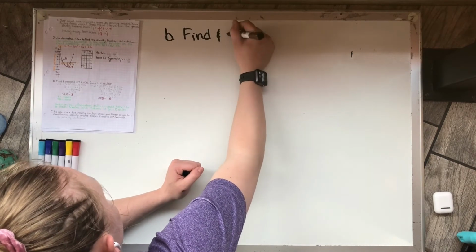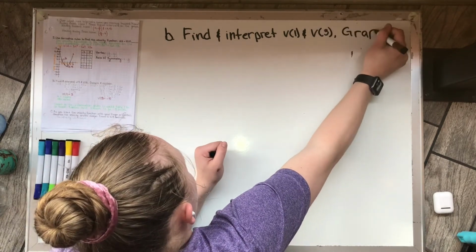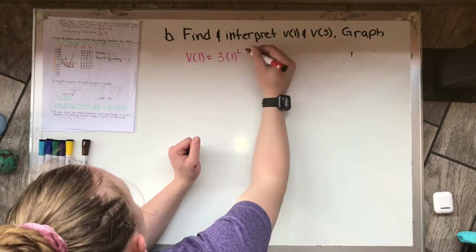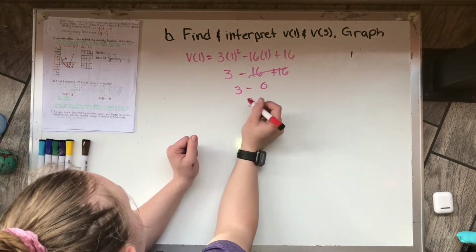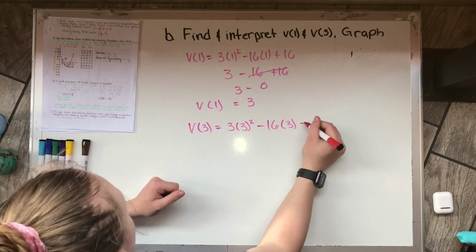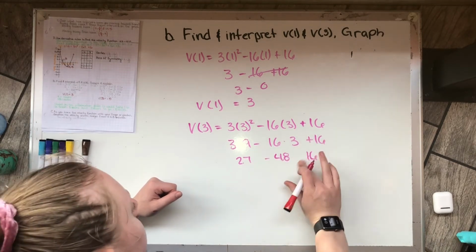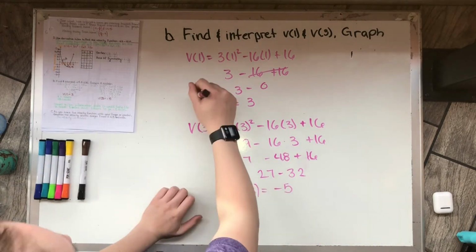Question B is find and interpret V1 and V3, graph and explain. So we did this in step 3 of part B on question 1. So we are plugging in the 1 for each t value and solving. And so V1 is equal to 3. And then we are going to plug in 3 for the t values of the derivative of the first equation. And so it'll be 3 times 9 minus 16 times 3 plus 16. So that'll be 27 minus 48 plus 16, which is 27 minus 32. And that comes to V3 equals -5. Based on the information given, it would take 1 hour to travel 3 miles and 3 hours to go -5 miles.